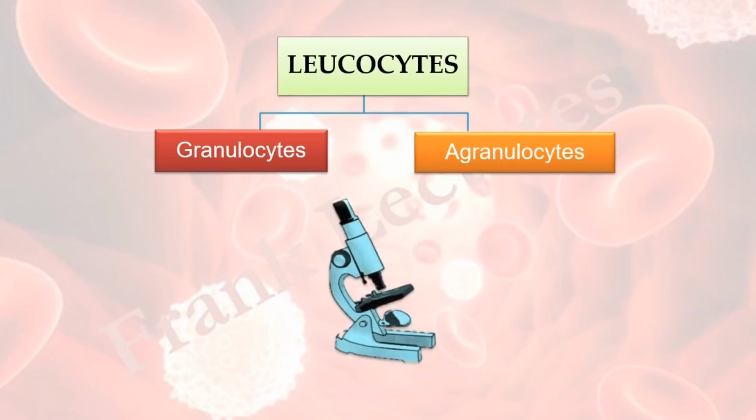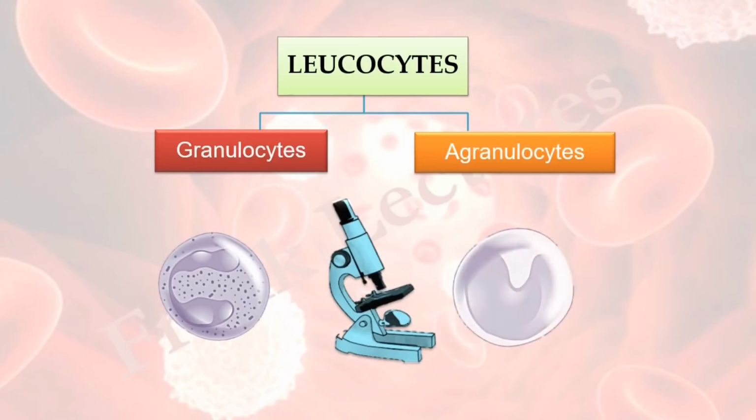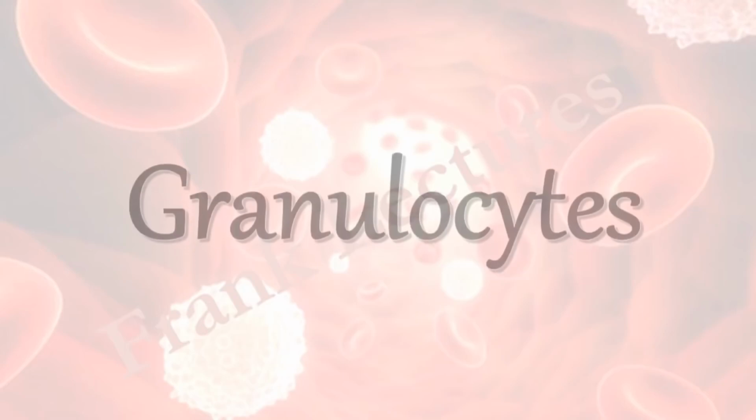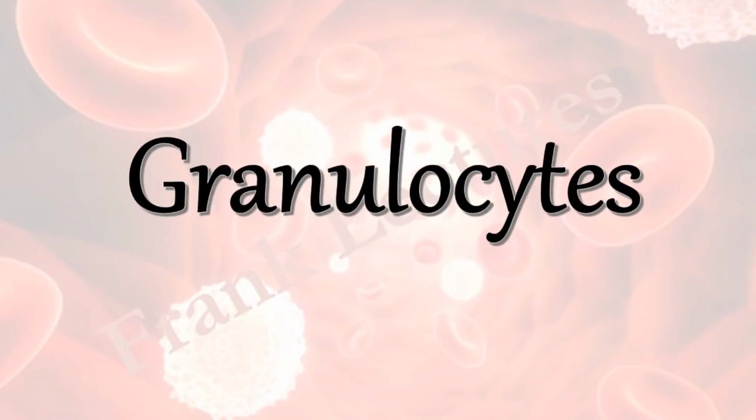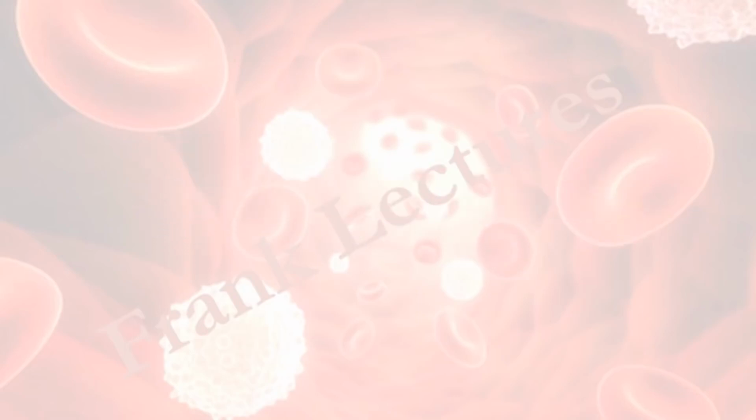In case of granulocytes, the granules present in their cytoplasmic matrix are clearly visible under light microscope. But in case of agranulocytes, the cytoplasm appears uniform, since the granules are invisible. In this video lecture, we will cover granulocytes.